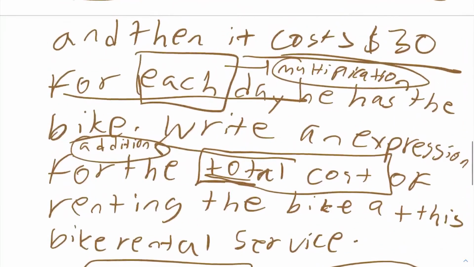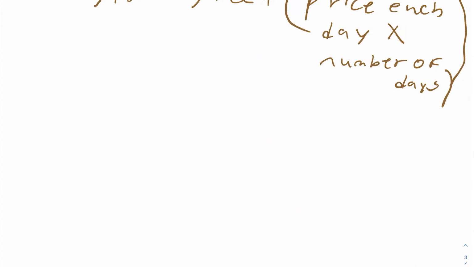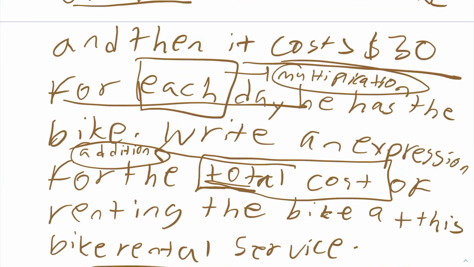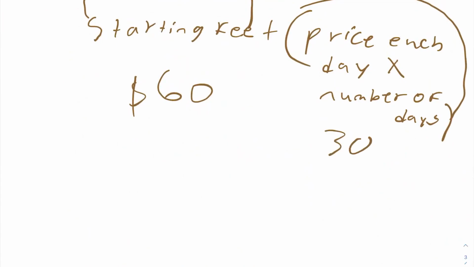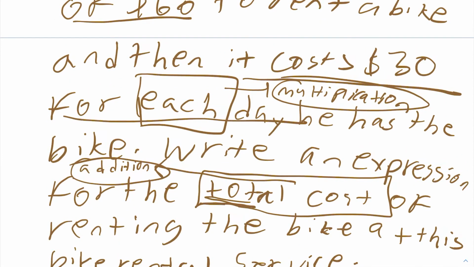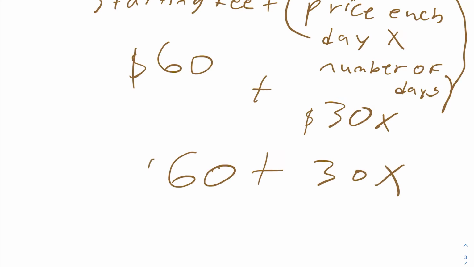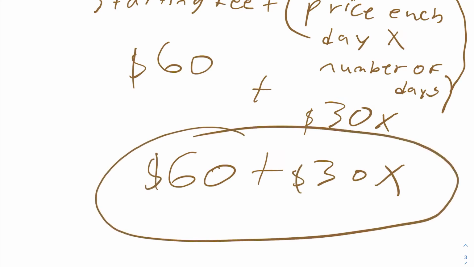Okay, so now let's use the problem to substitute in the numbers for the words. It says starting fee of $60. So let's write $60. Okay, and we have the price each day times the number of days. We know that for each day it's going to cost $30, right? But we do not know the number of days, right? Because it just says for each day, which means that we're going to have to use a variable. So let's use x to represent that. Okay, and we're going to be adding it, which means that it's basically 60 plus 30x. Okay, and the units are dollars. And so this is the answer.